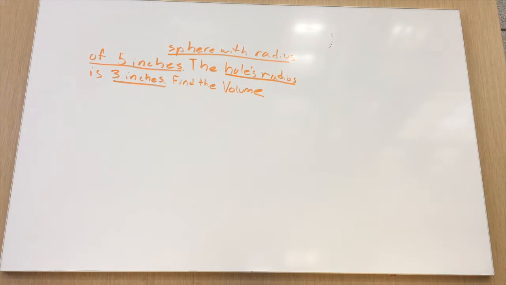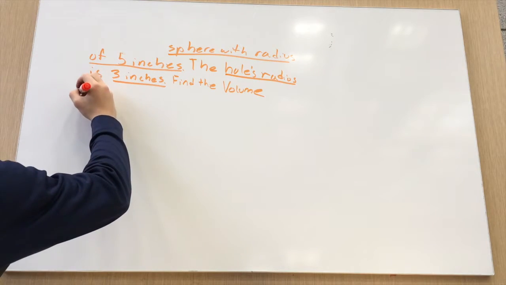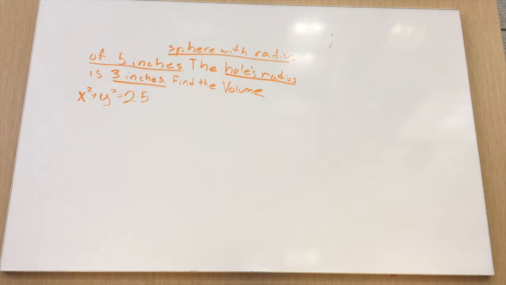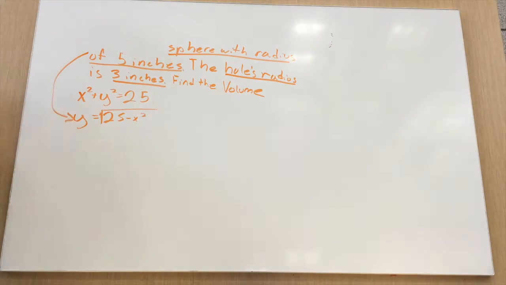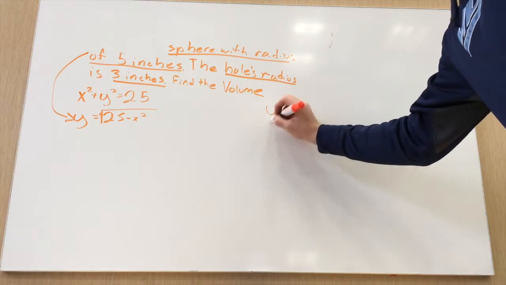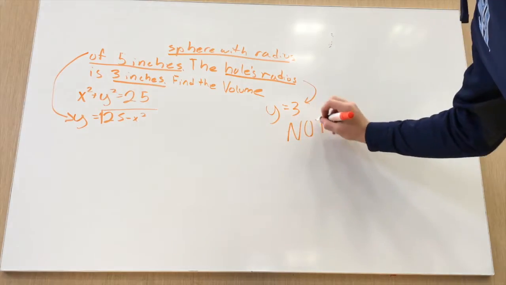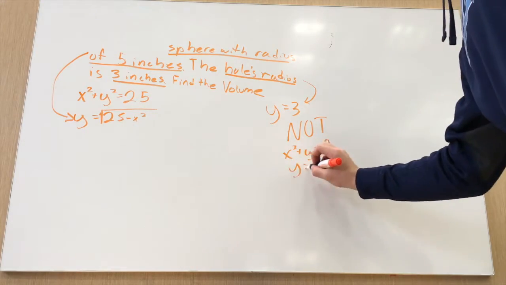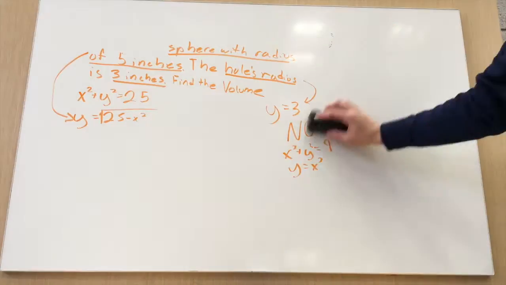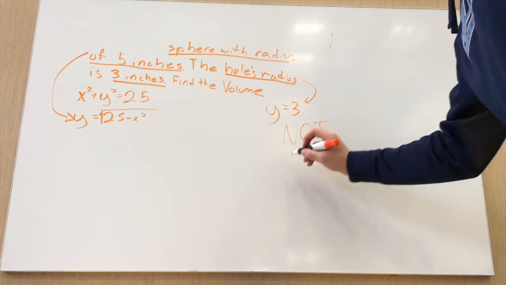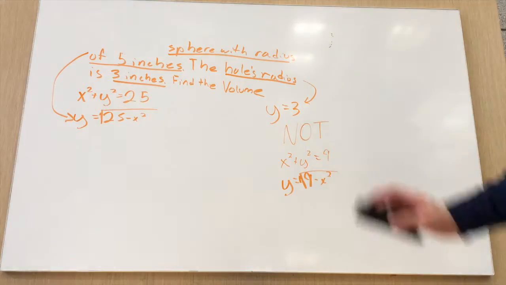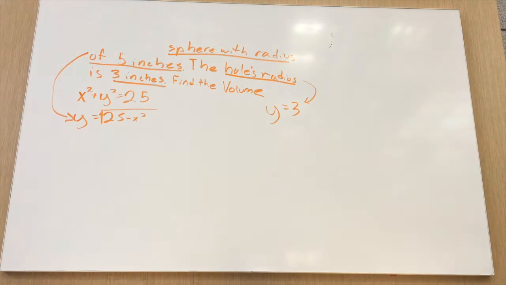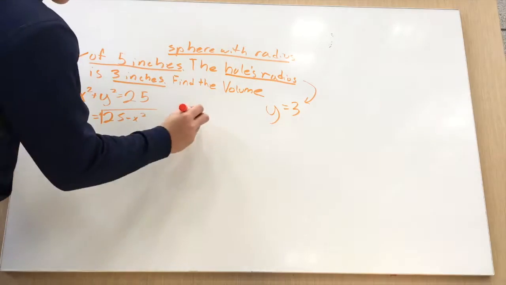So we see that the sphere with radius of 5 inches will come out for an equation to be y equals the square root of 25 minus x squared. And then for the hole's radius, it'll just be y equals 3. It will not be another circle because we're not hollowing it out, we're drilling a hole straight through the side. And this hole will still be circular because we are obviously rotating it around the axis.